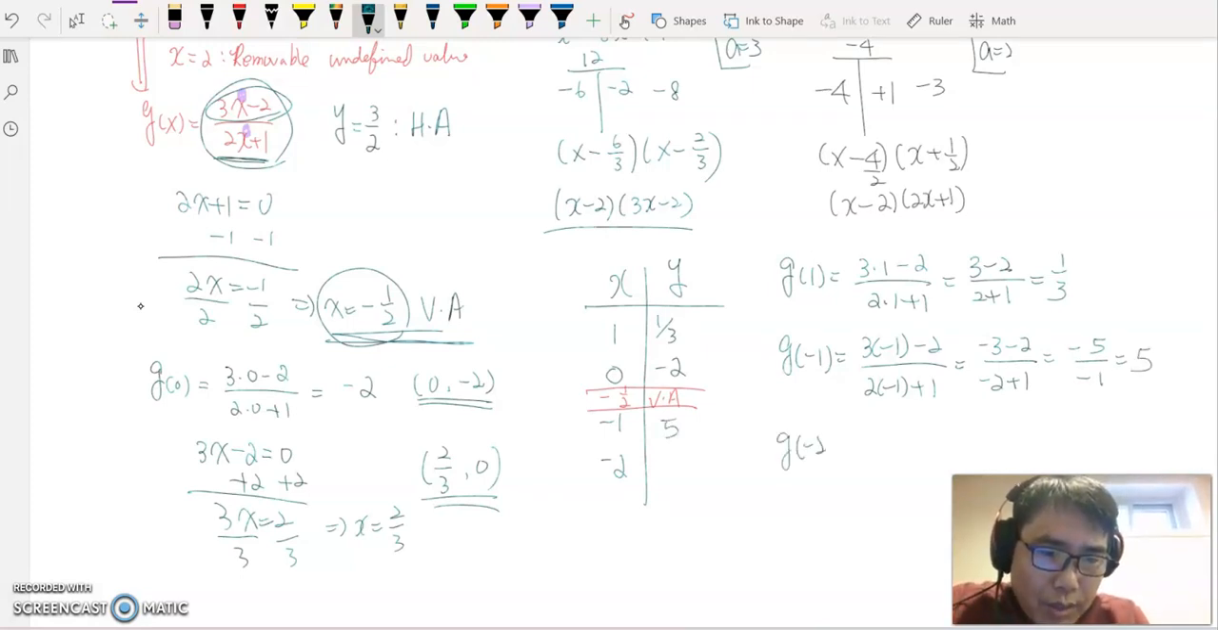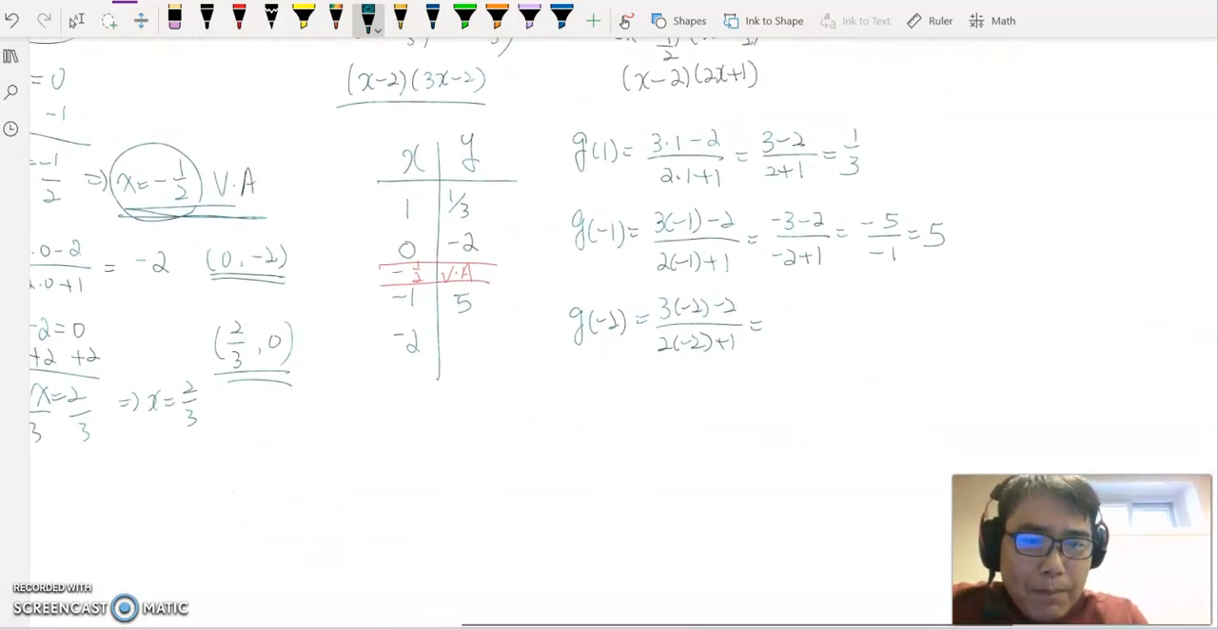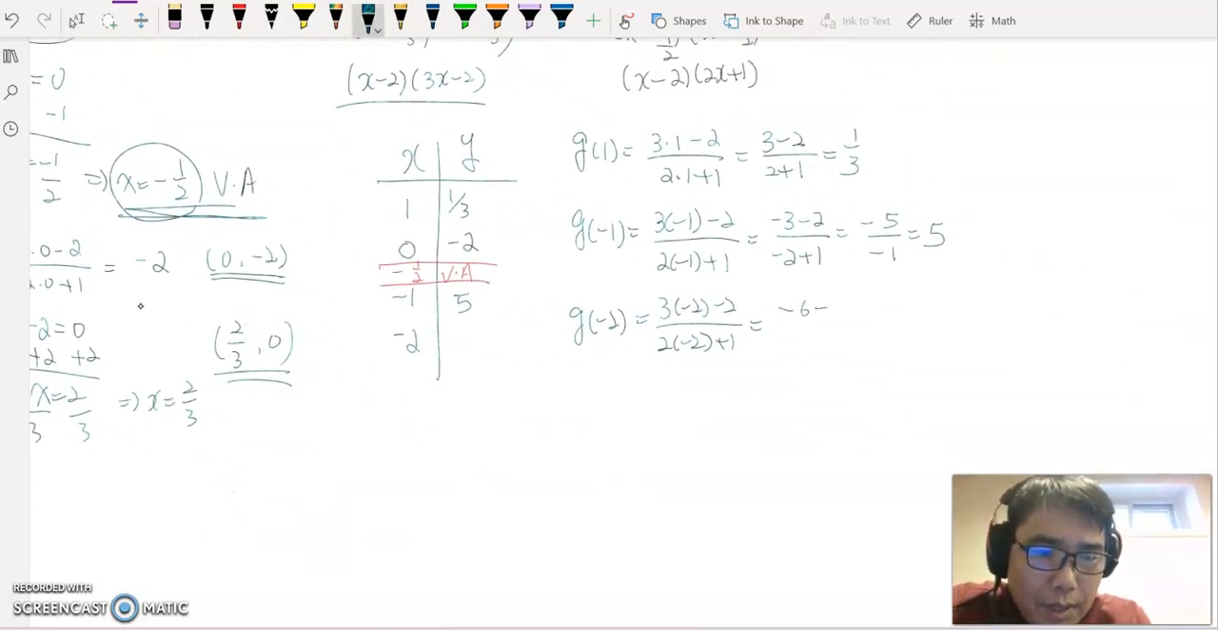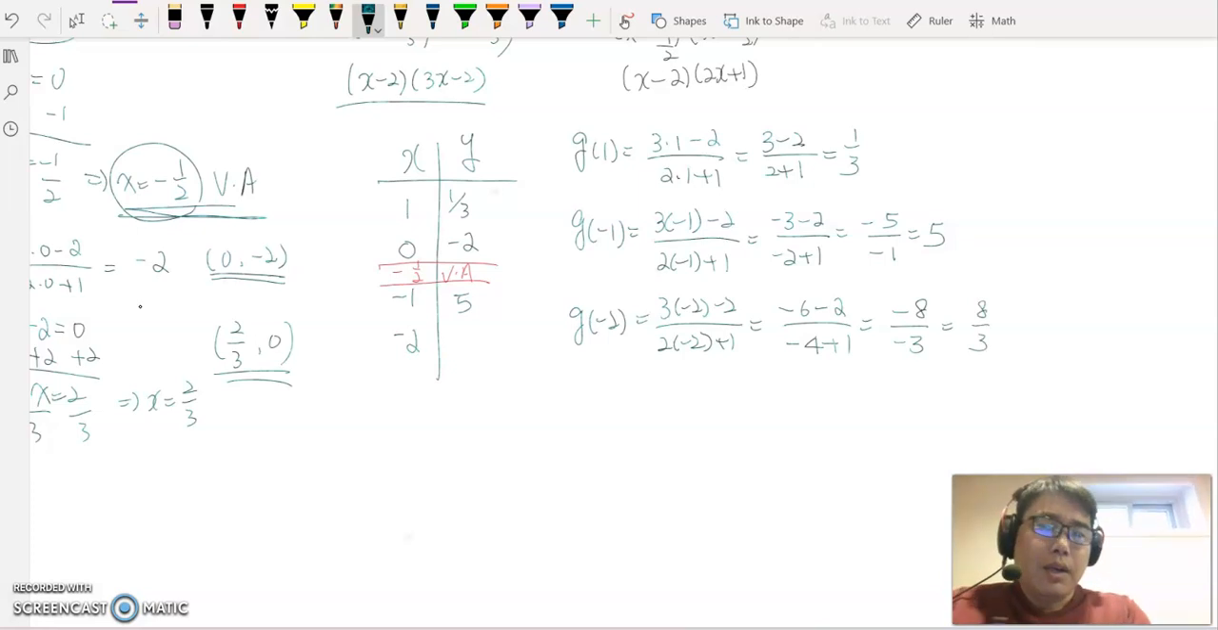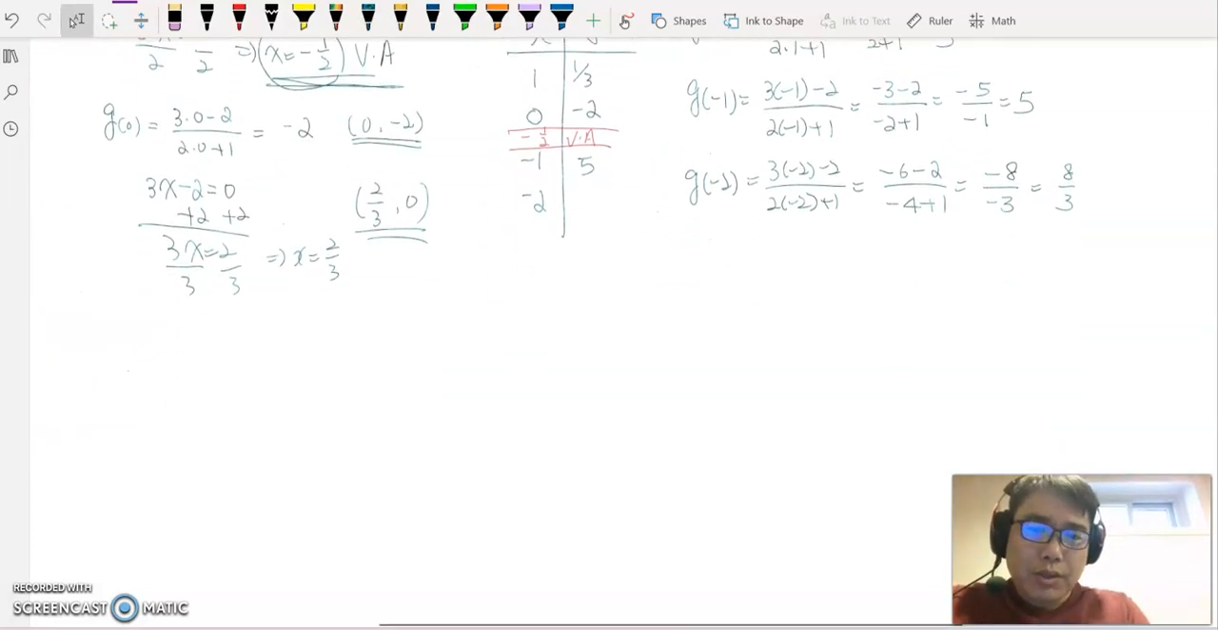And g(negative 2) becomes 3 times negative 2 minus 2 over 2 times negative 2 plus 1. So negative 6 minus 2 over negative 4 plus 1. So negative 8 over negative 3, which means 8 over 3. Okay? All right, then let's draw the graph.